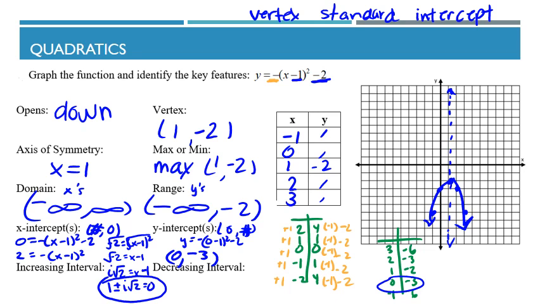Increasing interval, I'm increasing, those are my x values from negative infinity on the left side, I increase all the way to the x value of 1. And then I am going to decrease from that 1 value all the way to infinity. And I forgot one thing in this problem here. So let's take a look. My range needs to have a bracket. Okay, I'm including that negative 2 in the range. So make sure you have that bracket.